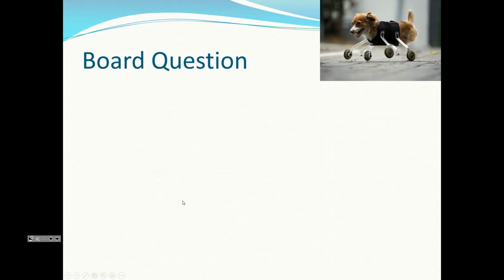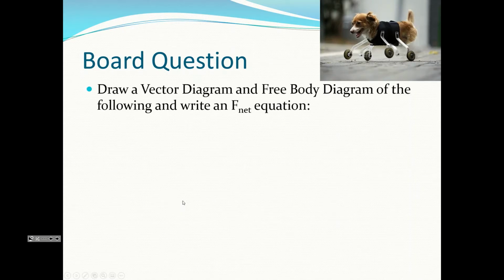Okay, so let's do a board question. We're going to use our legless dog, and we're going to draw some free body diagrams and a vector diagram of the following situation. I want you to try your best with this one because vector diagrams are new. And free body diagrams, well, how do we draw this for acceleration?